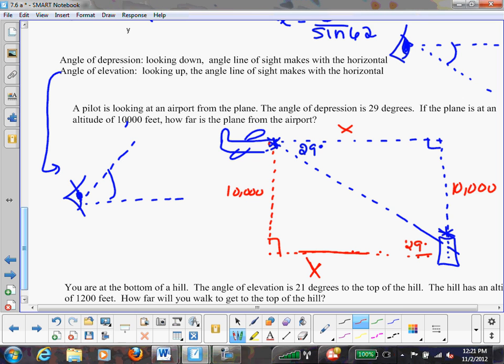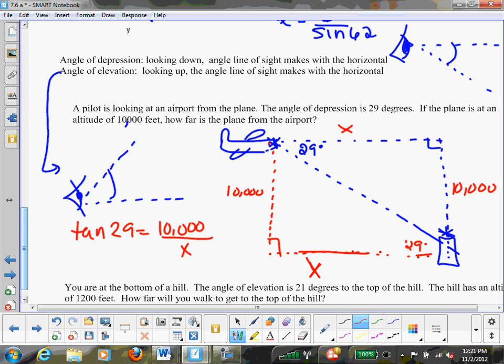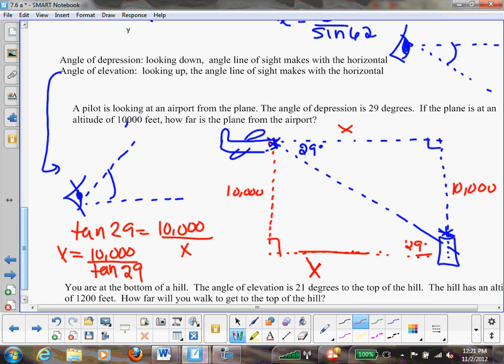Okay, if this is what I want, I will use tangent. Tangent of 29 is equal to 10,000 over x, y, whatever you want to let. So that means x is equal to 10,000 over tangent of 29. 1804 feet.